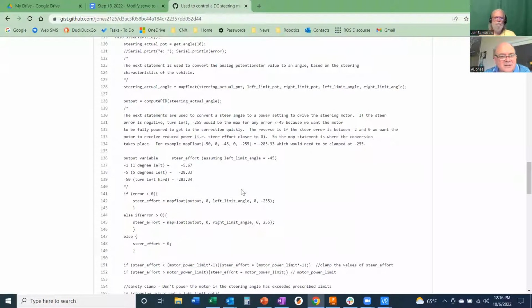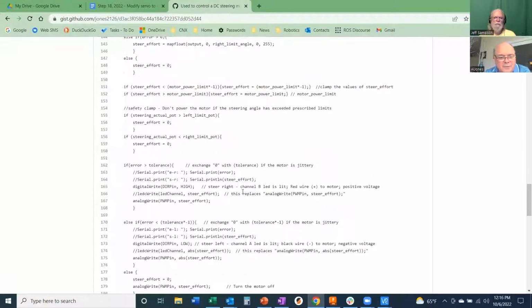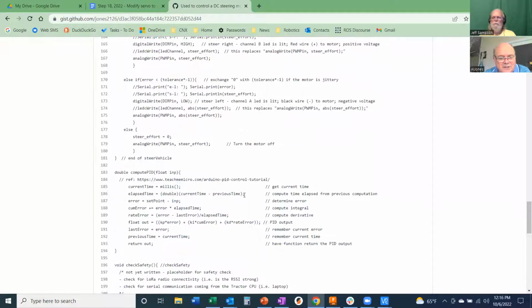Anyway, another change that I made was to try to use this ledc function down in the steer vehicle code, the lowest level code, where I'm actually sending a value between 0 and 255 to the motor controller.